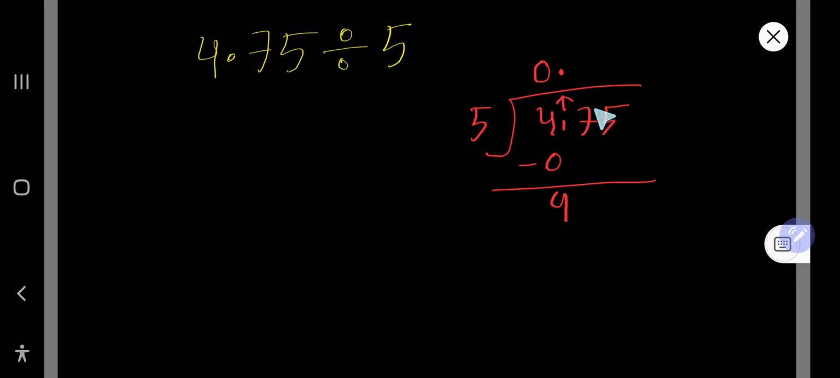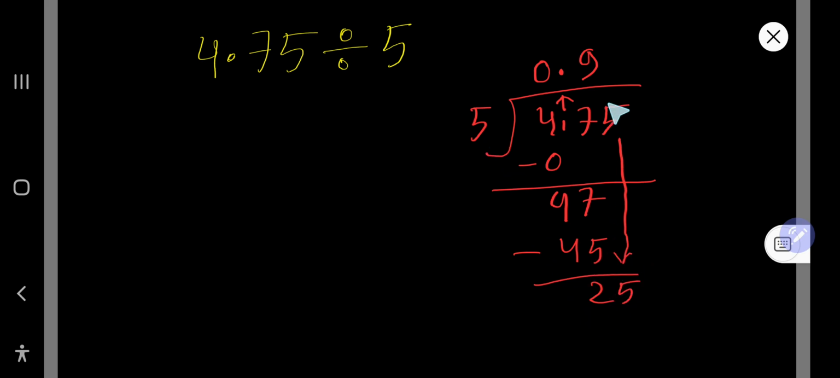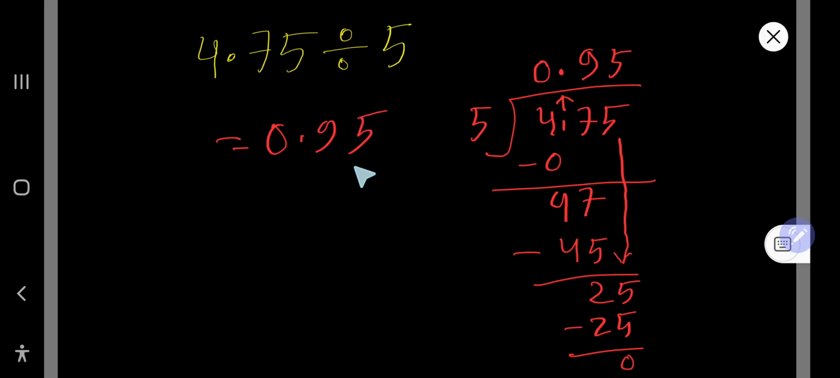Then you have 7, so bring down this 7. 5 goes into 47 how many times? Okay, 9 times. 9 times 5, 45. If you subtract, then you are getting 2. Now bring down the last digit 5. 5 goes into 25 how many times? 5 times. 5 times 5, 25. So you are getting 0. So 0.95 is the answer. This is tenths place and this is hundredths place.